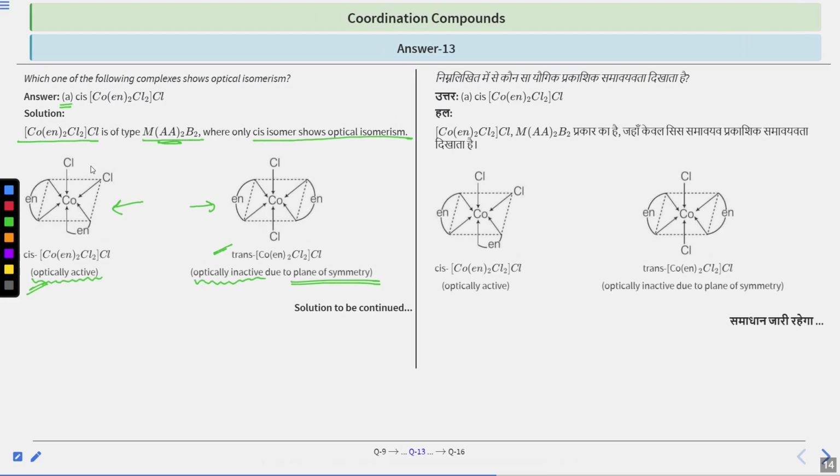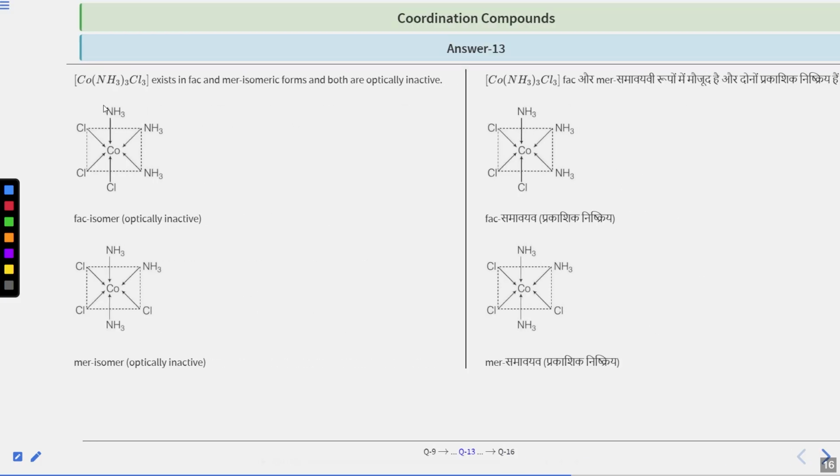But in the first case, this cobalt en twice Cl2 is of type MAA2B2, and in options A and B, both cis and trans forms are possible. So only cis is optically active, trans is optically inactive due to the plane of symmetry. That's why option A is the correct answer. Okay. Now let's move on to the next question.